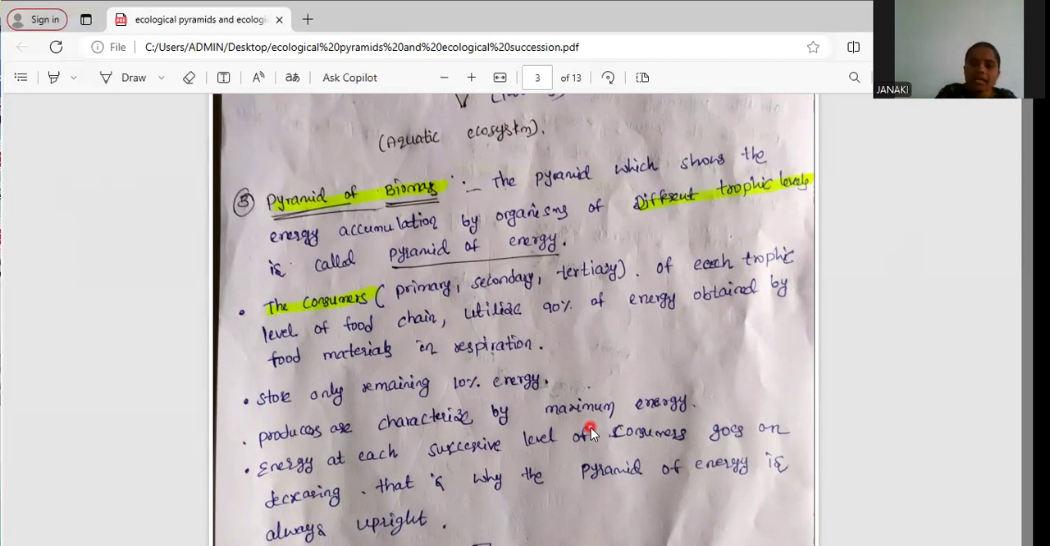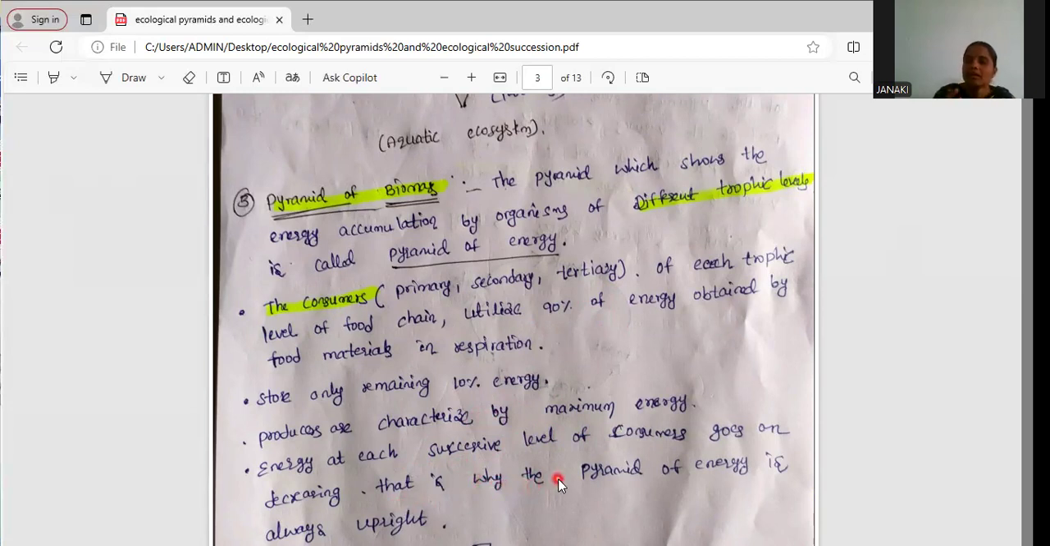Always, the consumers, primary, secondary, tertiary, at each trophic level of the food chain utilize 90% of the energy obtained from food material in respiration, and store only the remaining 10% of energy. The producer is characterized by the maximum energy. Energy at each successive level of consumers goes on decreasing. That is why the pyramid of energy is always upright.